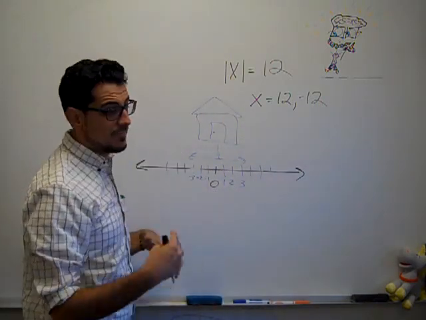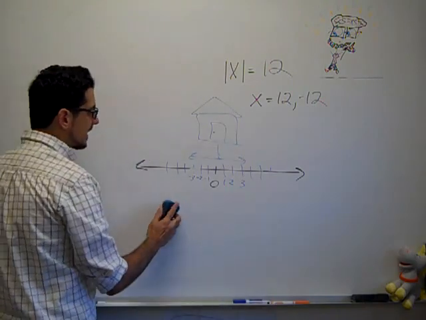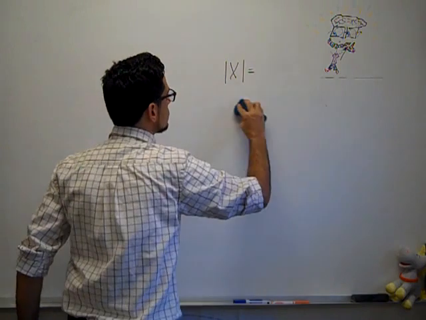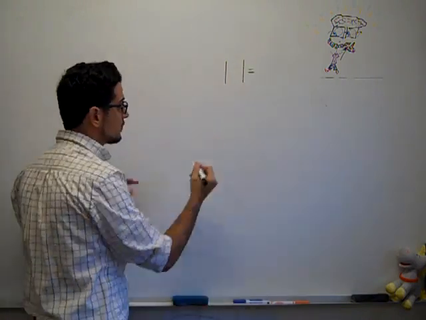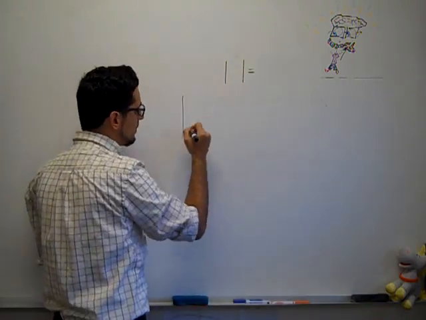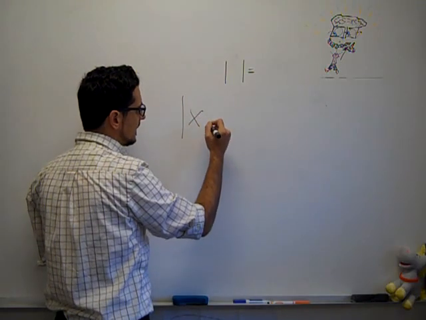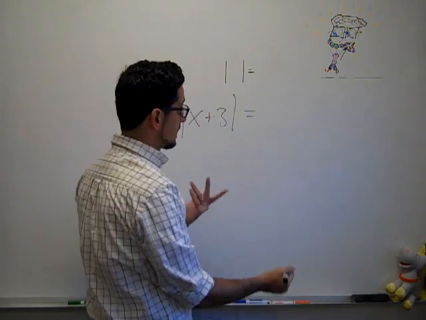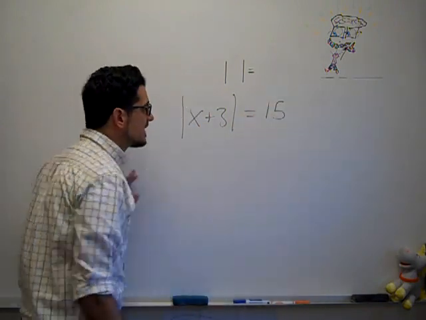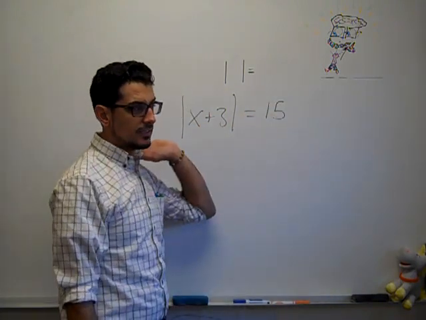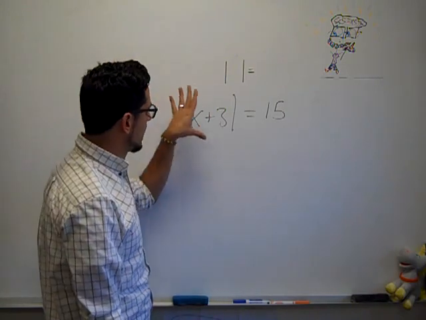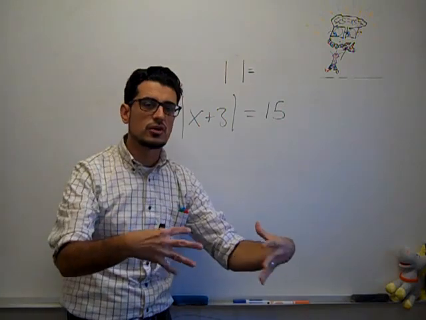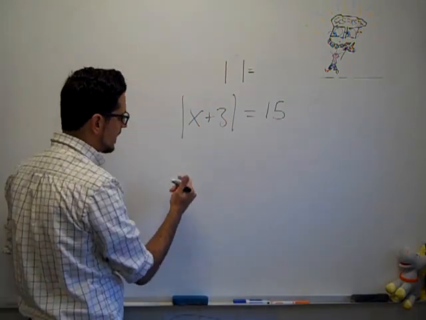Now, kind of fast forwarding this concept a little bit, I can actually start to apply more stuff into my absolute value. For example, let's say I said the absolute value of x plus 3 was going to equal, let's say, 15. Now if I have x plus 3 and its absolute value is equal to 15, then what is the value of x? In order to solve for the value of x, I need to write this two ways.